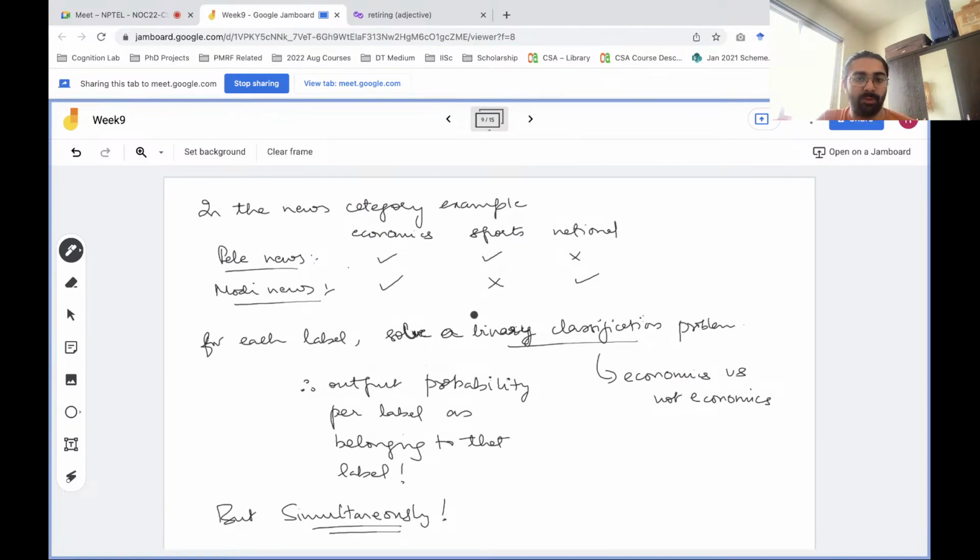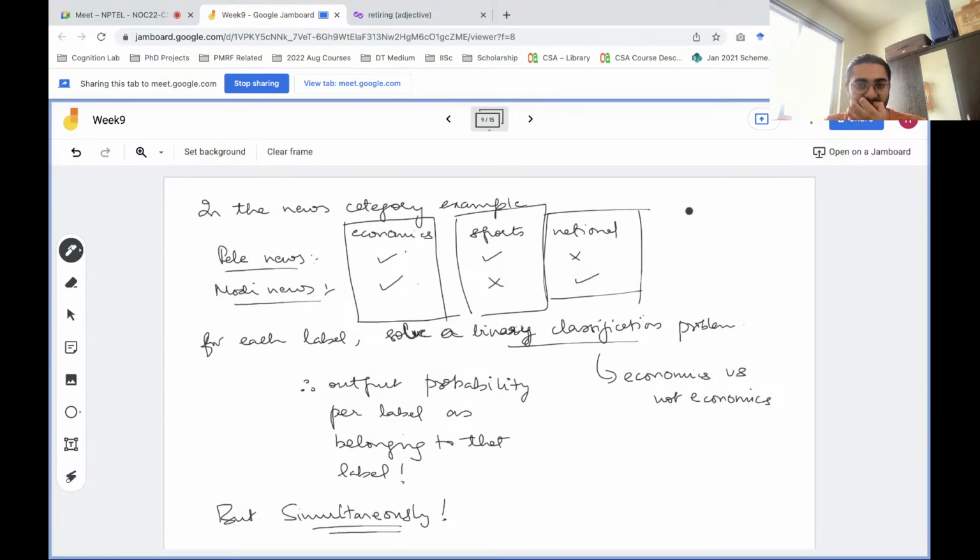So for each label, what we do is we try to solve a binary classification problem, right? We say that under this label, you solve a problem which says is it economics or not, right? Same thing, is it sports or not, is it national or not, and so on. So the idea here is that you're basically solving a binary classification problem per label. And the output probability is basically just the probability of belonging to that label or not, of the news.